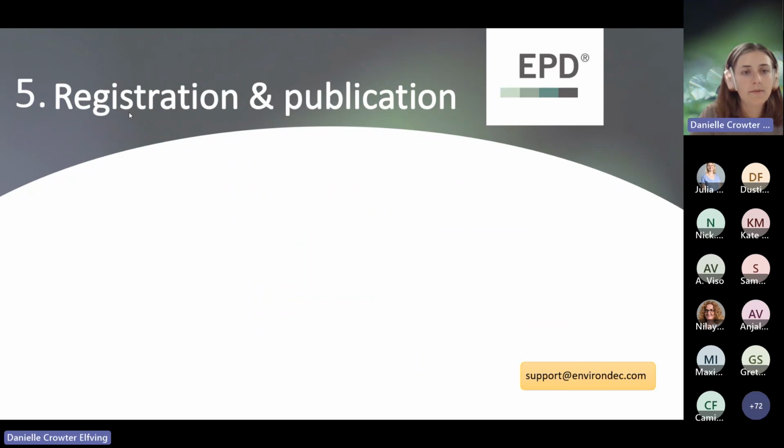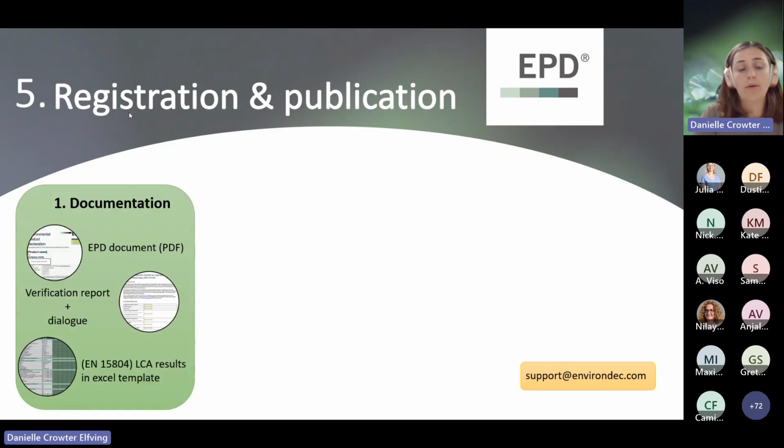So the final step for your EPD is the registration and publication in EPD International or a program operator. The mandatory information to submit is an EPD document, as well as the verification report and a verification dialogue if you have one. Also, if you're publishing an EPD for a construction product, you should also include the LCA results in an Excel template, and these templates can also be found on our website.